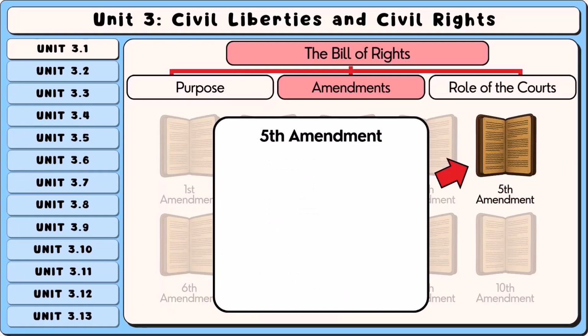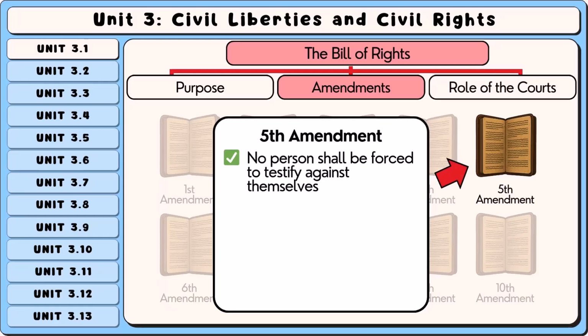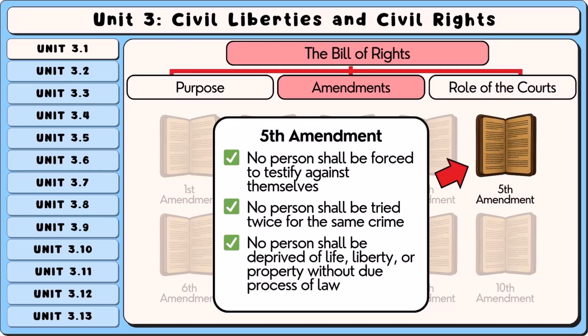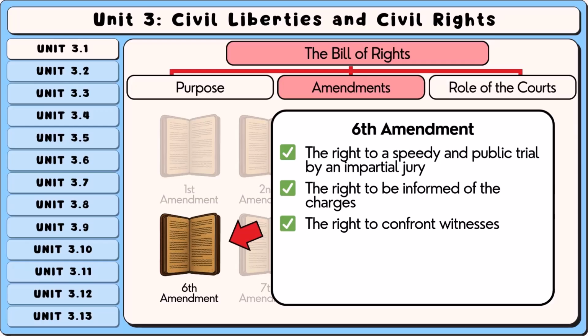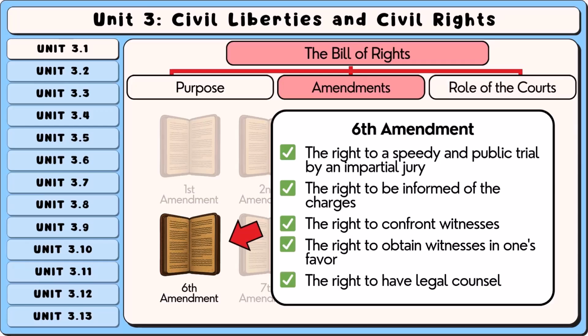The Fifth Amendment guarantees that no person shall be forced to testify against themselves, be tried twice for the same crime, or be deprived of life, liberty, or property without due process of law. The Sixth Amendment ensures the right to a speedy and public trial by an impartial jury, the right to be informed of the charges, to confront witnesses, to obtain witnesses in one's favor, and to have legal counsel.